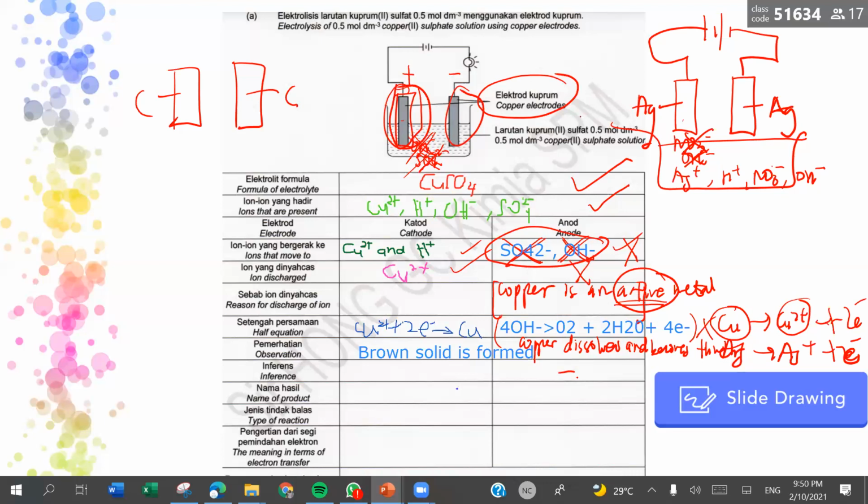So when you do this factor of electrode, you must think about voltaic cell. It's very similar to your voltaic cell. What is the name of my product being formed here?